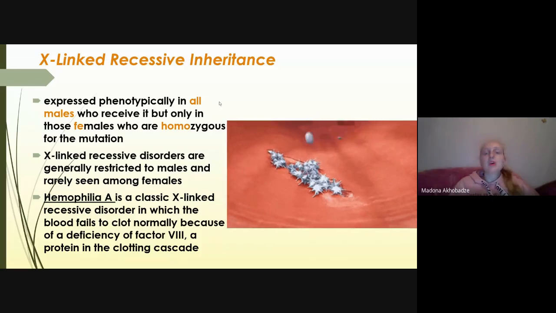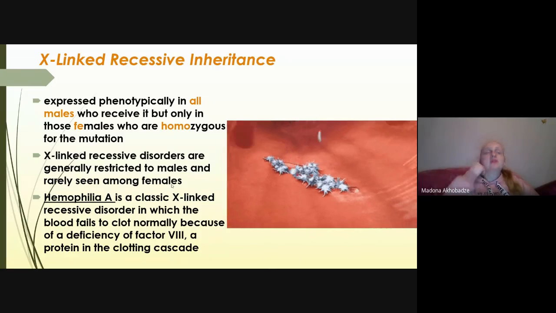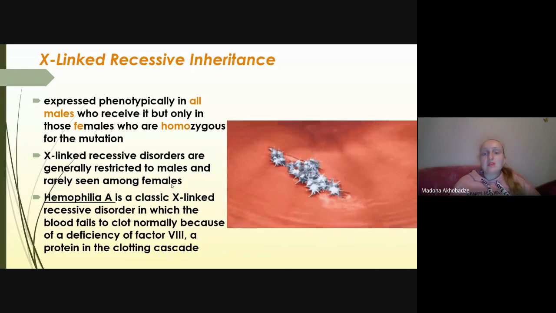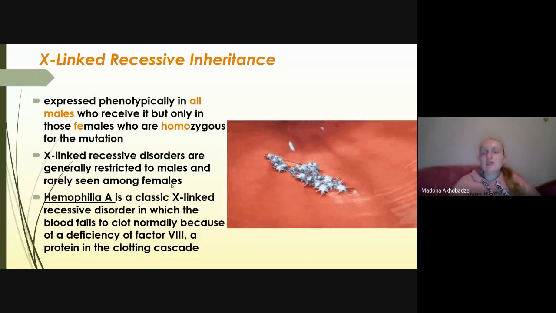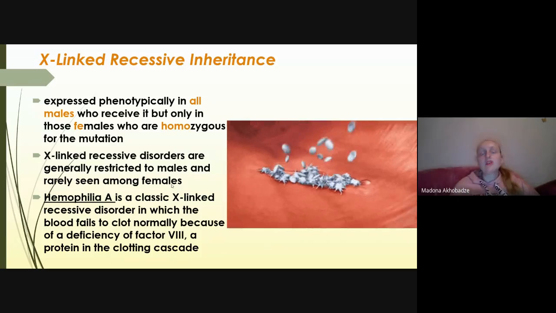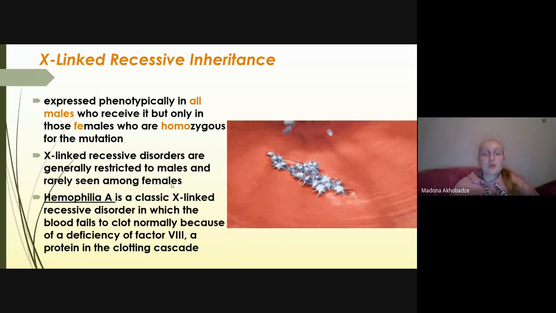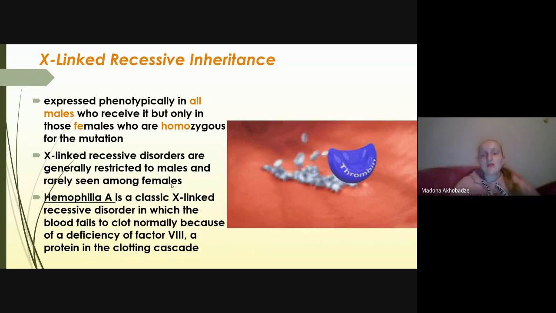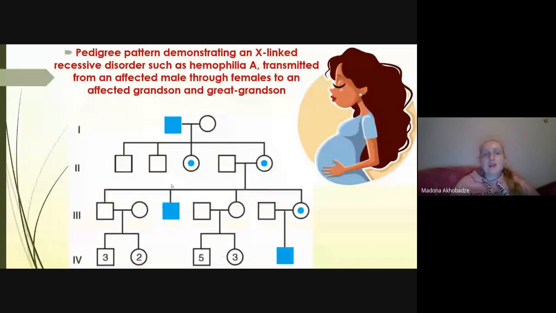Okay, so this is X-linked, and it is also called one of the royal diseases. Alexander was the one in the third generation who received the disease from the grandmother, who was the carrier. None of the siblings had the disease, but he was the only boy, and he had this disease and died really young. Okay, so this is a pedigree pattern demonstrating an X-linked recessive disorder, hemophilia type A, transmitted from an affected male through the females to an affected grandson and great grandson.